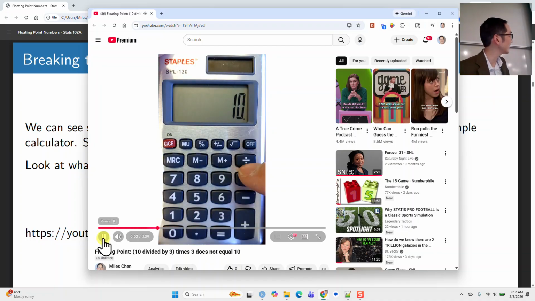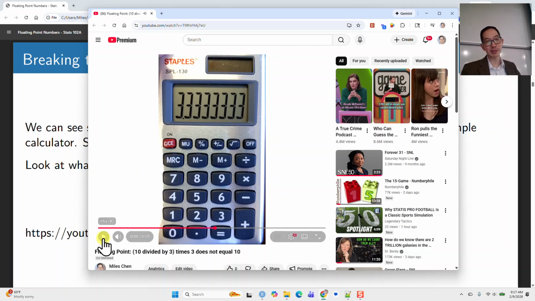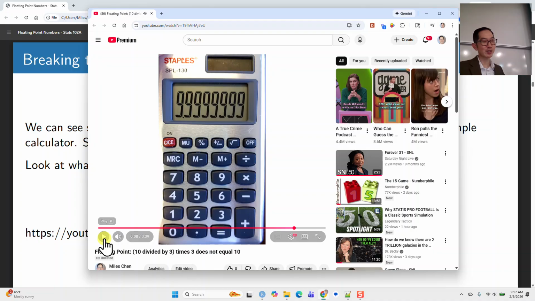I did 10 divided by 3, and what does the calculator represent? 3.333333. Okay, that's not a surprise, right? This is the closest the calculator can represent for 10 divided by 3. But what happens if you take this number and multiply it by 3? It's probably not a surprise, but if you do 3.33333 times 3, you're going to get 9.9999999, okay?